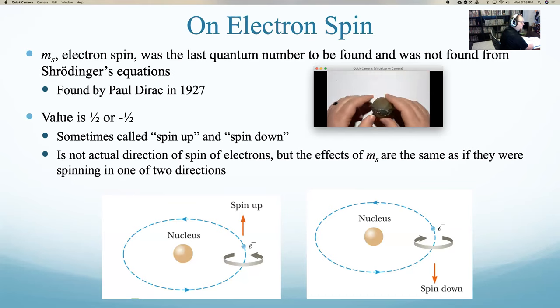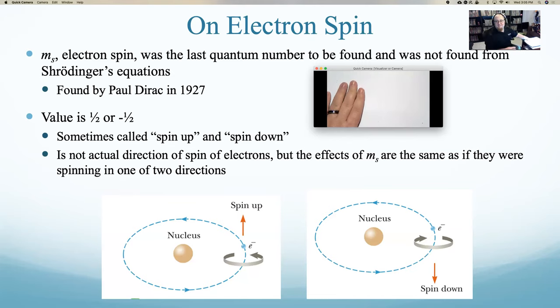Because the electron is a charged particle, the process of it spinning in a circle means that the electric field is shifting, because it's a charged particle changing, and that's what causes the magnetic field that is electron spin. Now, you might remember I covered this idea of electron spin when we first introduced magnets, that the spin, whether it be spin down or spin up, is what causes magnetic fields.